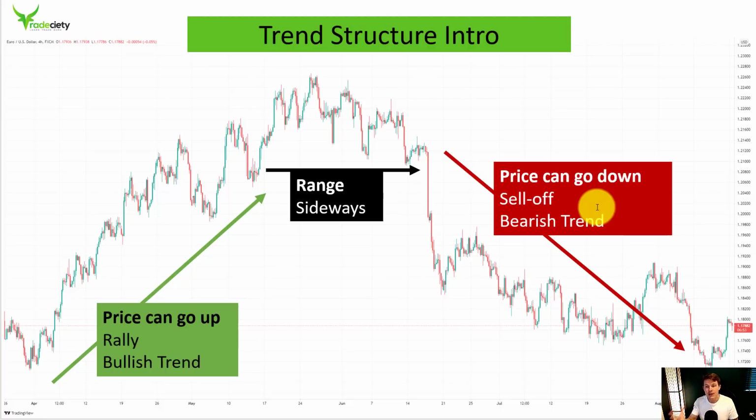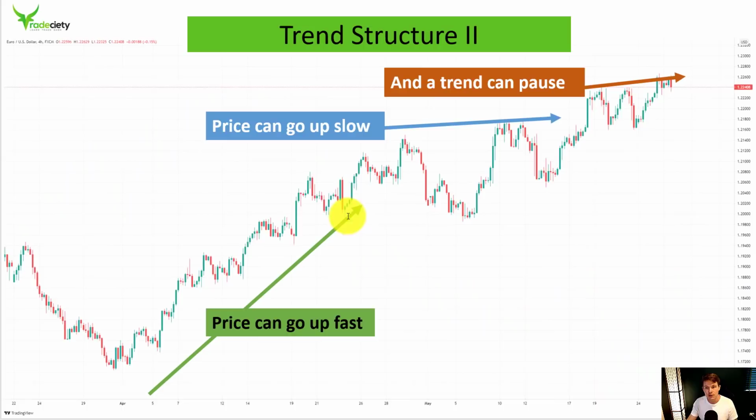Obviously, there are varying degrees. Sometimes the market can go up quicker, sometimes the market can go down slower, sometimes ranges and sideways markets take different shapes or forms. But when we look at a Forex chart, we are trying to distinguish between one of those three different phases, and that's very important.